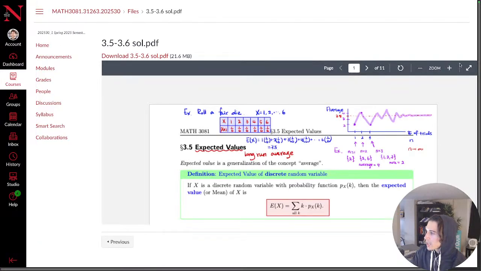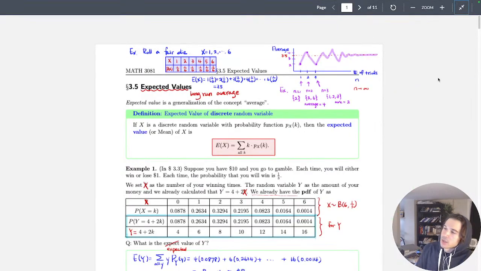On to expected values. This is fun. You having fun? Okay. Expected values, long run average. I don't even know what that means.